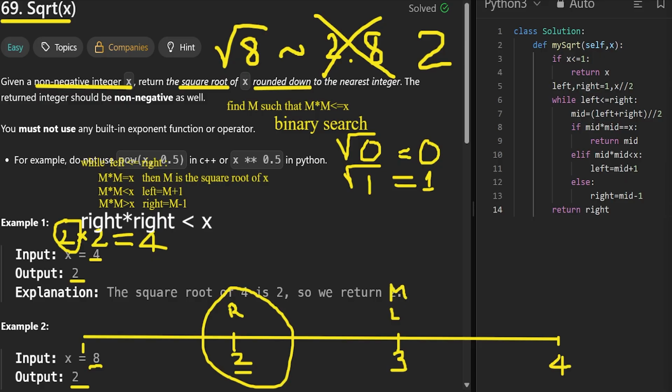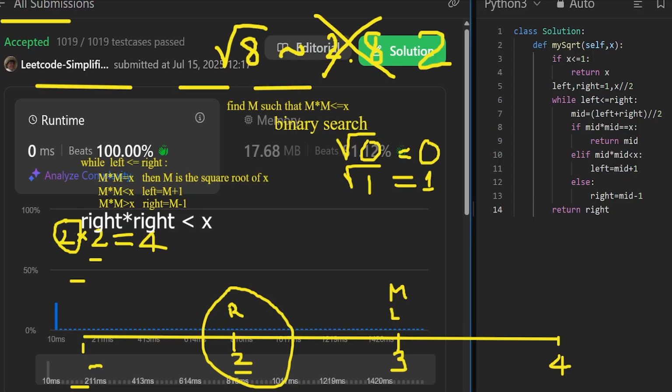Let's smash that submit button. Boom! Accepted. A clean, efficient binary search that gives you the integer part of the square root. Fast and accurate. No need for guessing. No floating point math. Just simple logic the easy way.